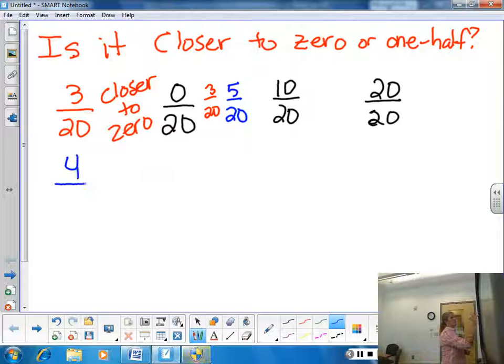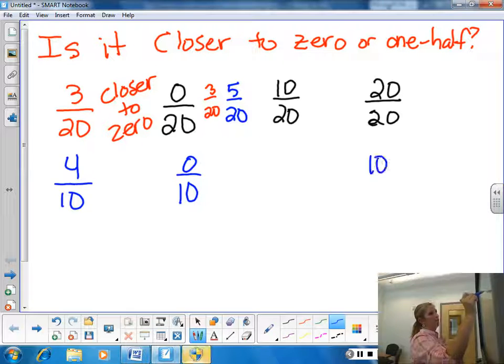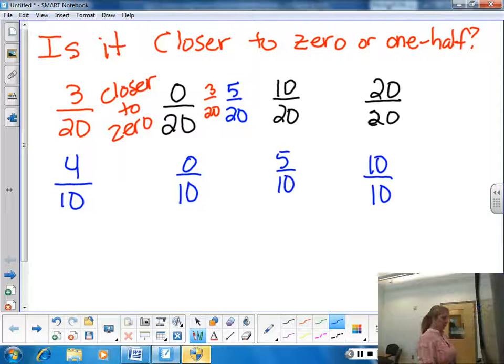4/10. Well, I know that 0 would be 0/10, and 1 would be 10/10. What would half be then? Half of 10, which is 5/10. And so our number is 4/10, and that would be right next to this one. So it's definitely closer to 1/2 because it's closer to 5/10 than it is to 0/10.